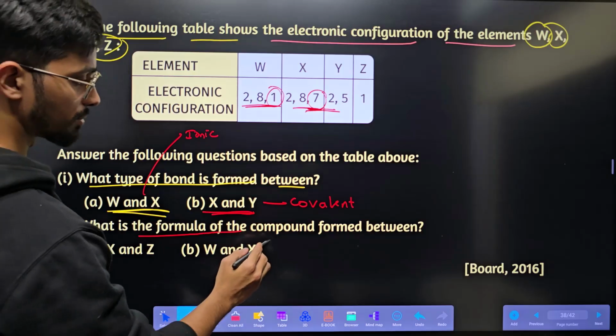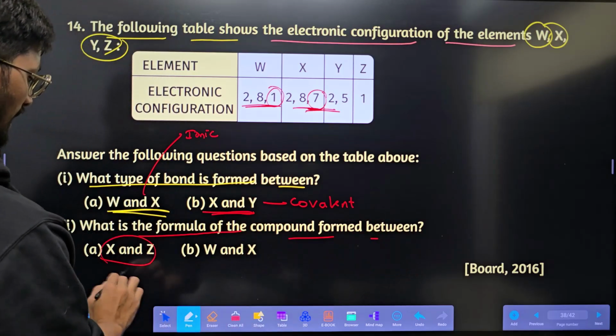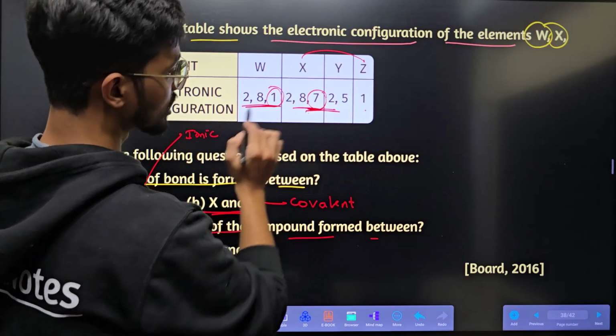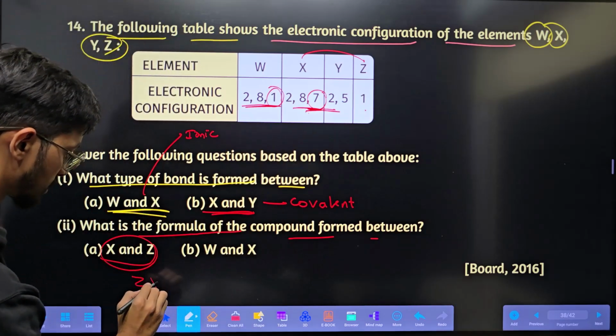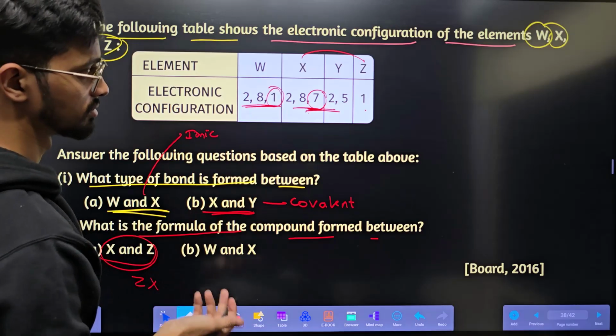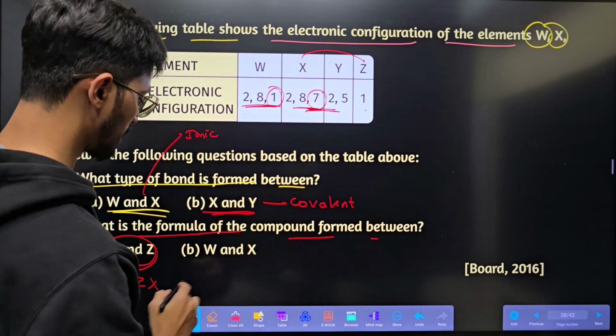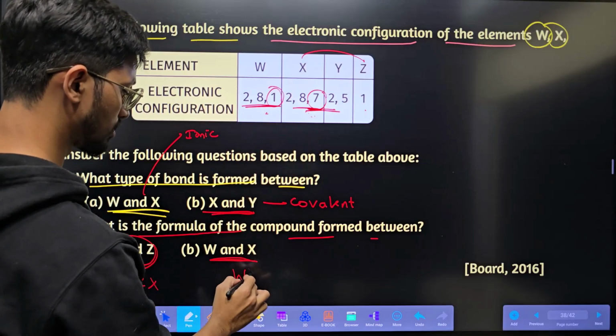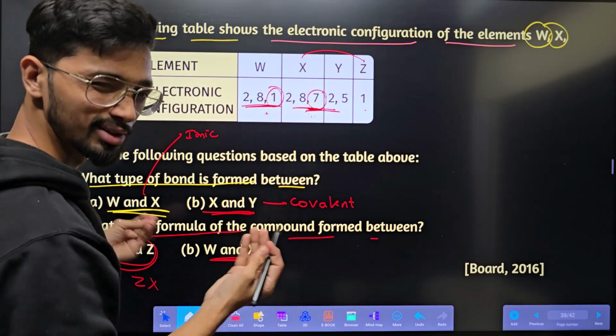What is the formula of the compound formed between X and Z? X and Z. It can lose one electron, it can gain one electron. So ZX, same charges, right? So directly ZX. W and X, it can also lose one electron, it can gain one electron. So WX. So easy one.